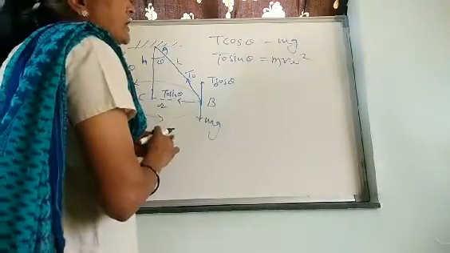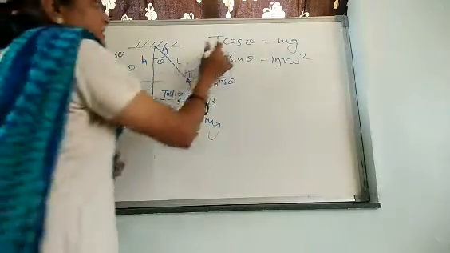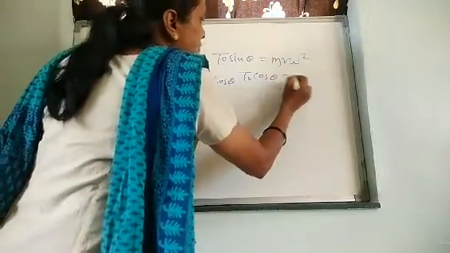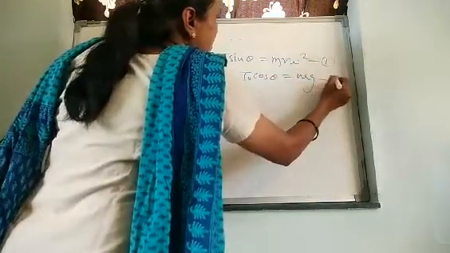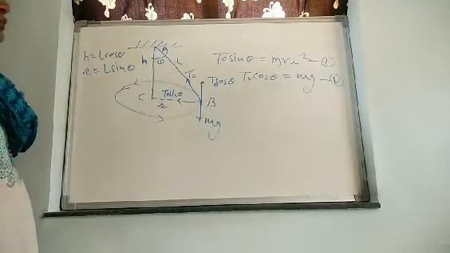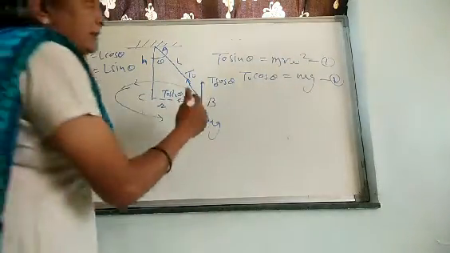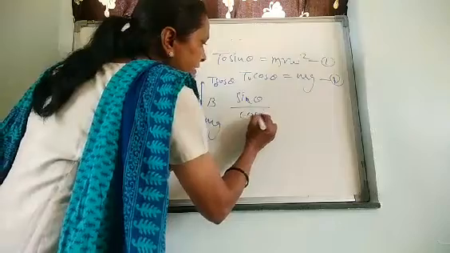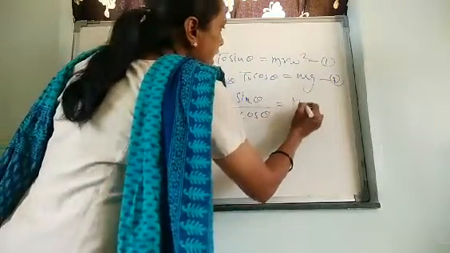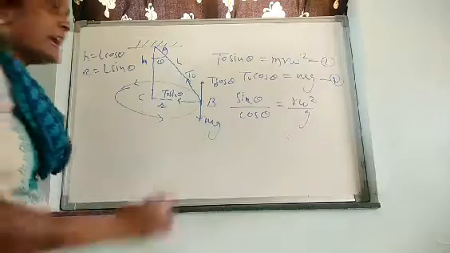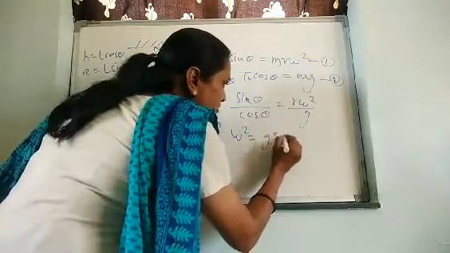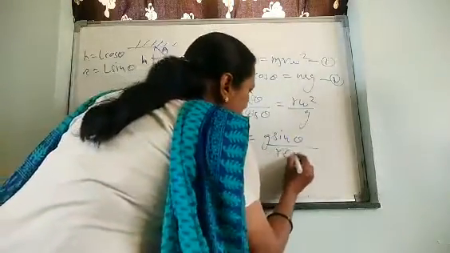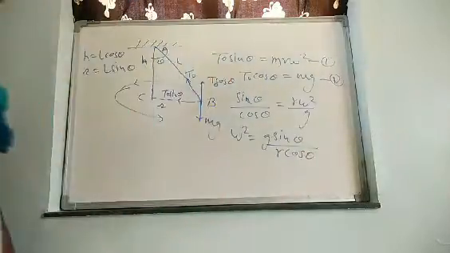That is T0 sin theta is equal to m r omega square, and T0 cos theta. This is the second equation. You can write T0 cos theta is equal to mg. This is our equation 1, and this is our equation number 2. If we divide equation 1 by equation 2, T0 gets cancelled. Sin theta upon cos theta is equal to r omega square upon g. That means omega square is equal to g sin theta upon r cos theta, where omega is the angular velocity.